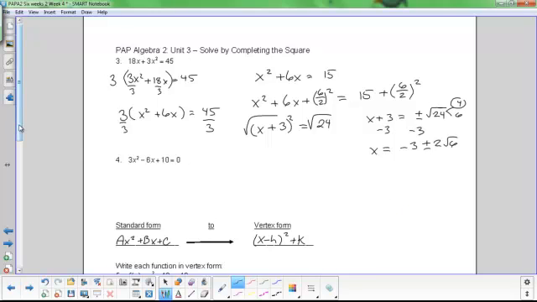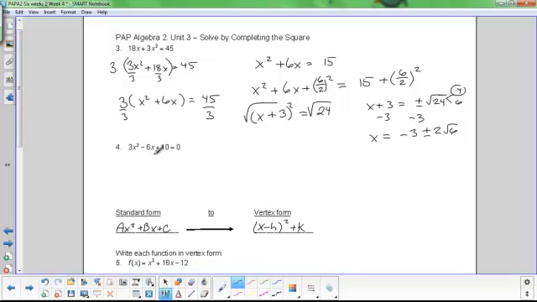The last one, for this particular part of the exercise, what we're going to do here is move the 10 to the other side of the equation by using subtraction, and we get 3x squared minus 6x equals negative 10.